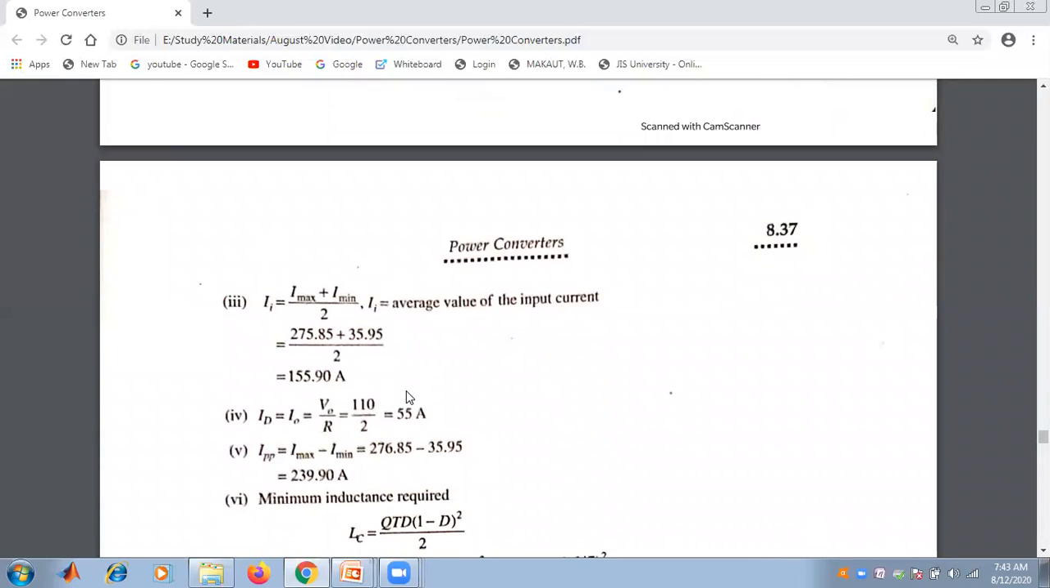So the third question is the average value of the input current. The average value of the input current is found by I max plus I min divided by 2. Just putting those values of I max and I min, we get the average value of input current, that is 155.90 ampere. Our fourth problem is the average value of diode current. The average value of the diode current is the same as the output current, that is V0 by R, 110 by 2, that is 55 ampere.